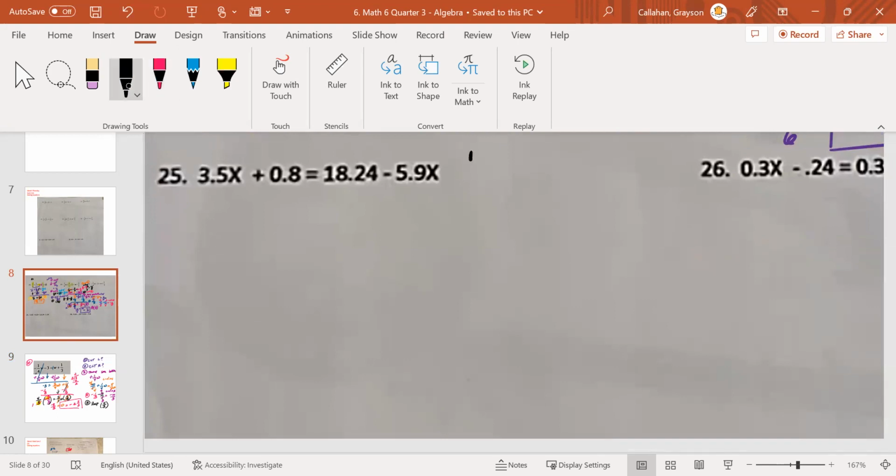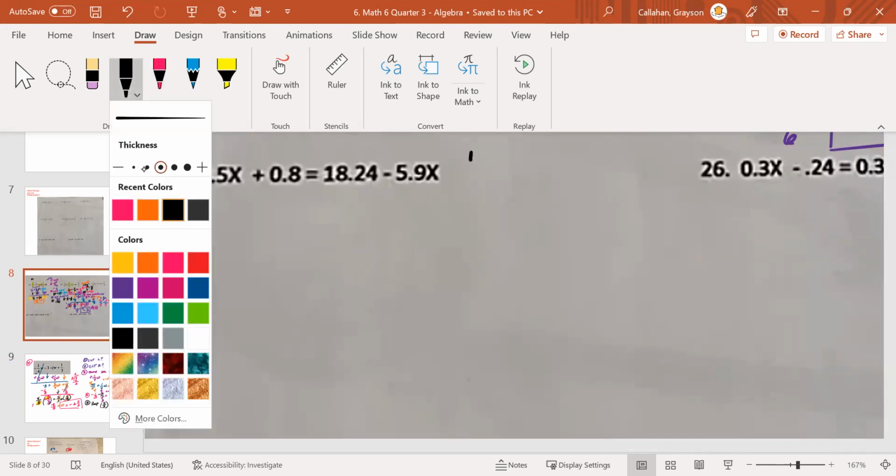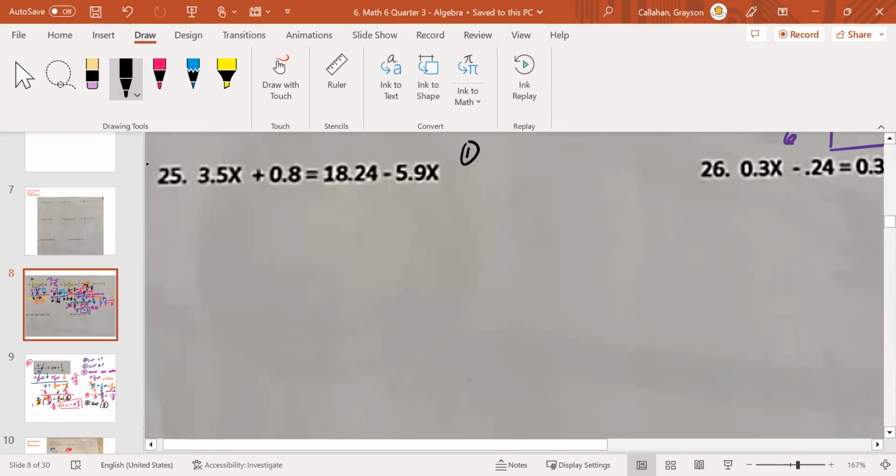So let's go over the steps. Step number 1. Can you combine like terms on the left side? I'll put a question mark here. When I look at the left side, I see there's an x and there's a number. So these are two terms, you can combine them because one has an x, the other one is just a number. Can you combine like terms on the right side?